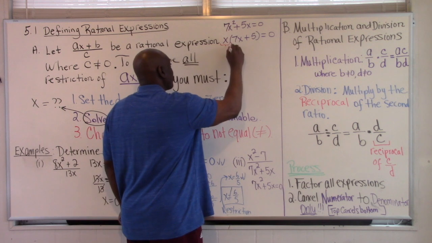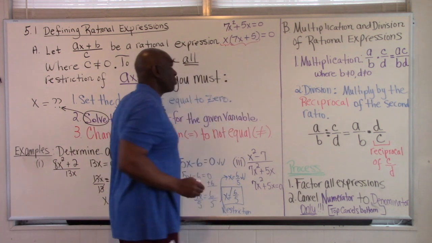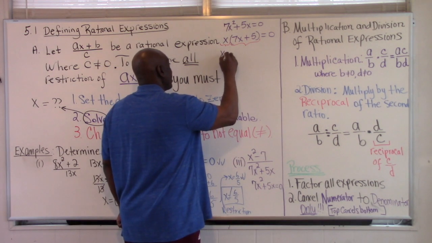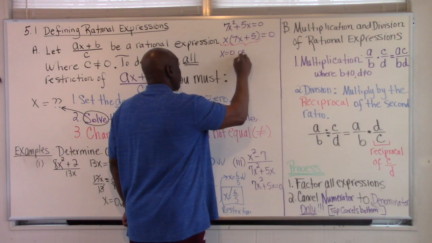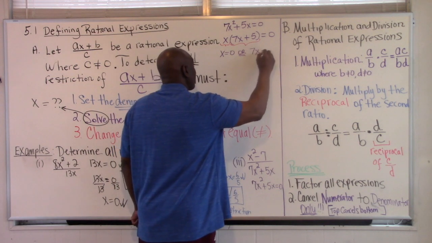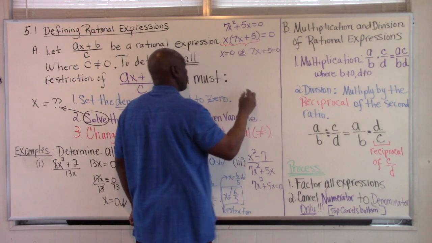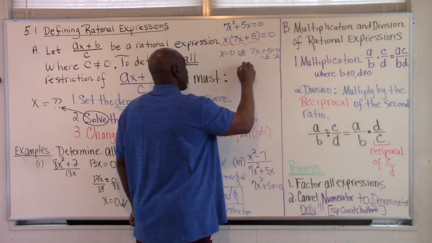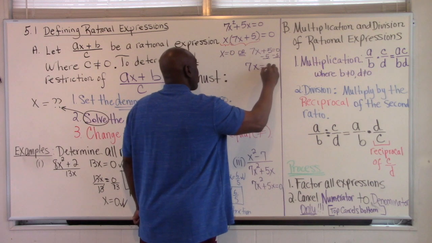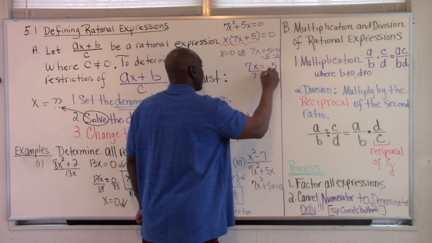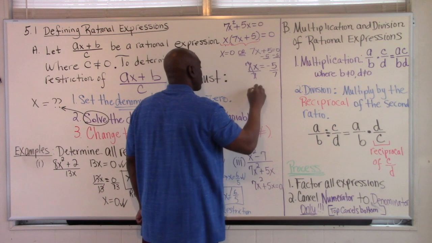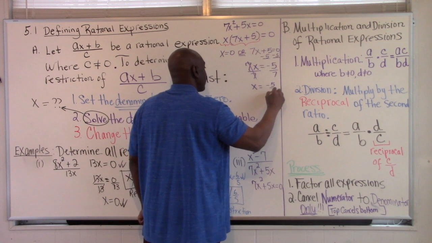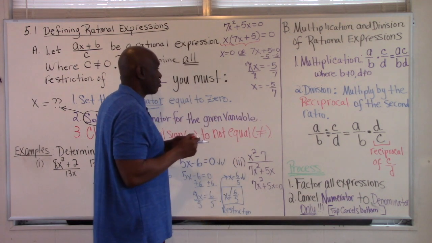Here's one factor, and here's the other factor. You set each factor equal to 0. So you have x equals 0, or 7x plus 5 equals 0. If I solve this one, I subtract 5 from both sides, and I'm going to have 7x equals negative 5, and then divide both sides by 7. The 7's cancel to 1. X equals negative 5 divided by 7. And so there are your two restrictions right here.